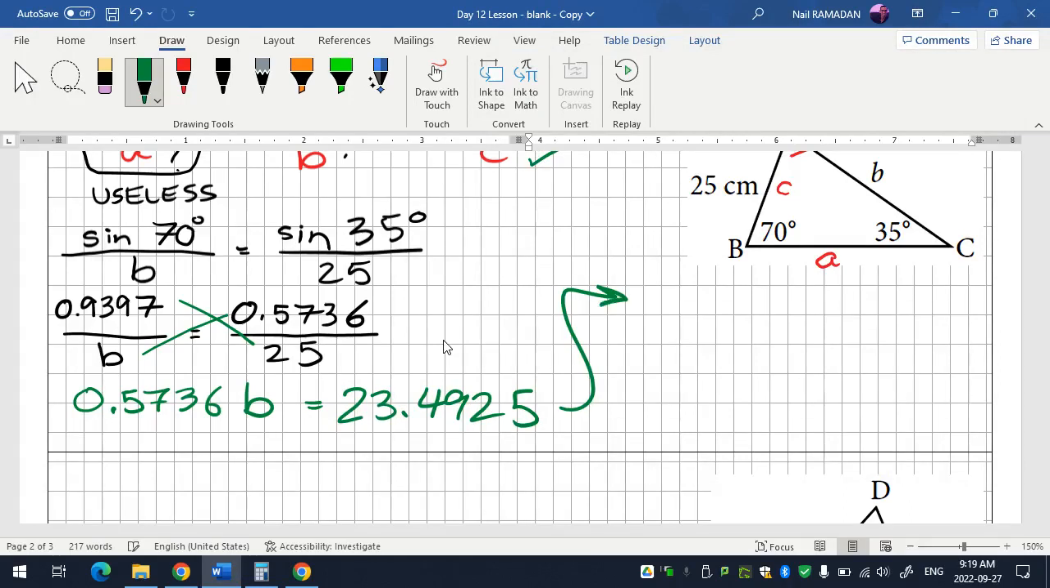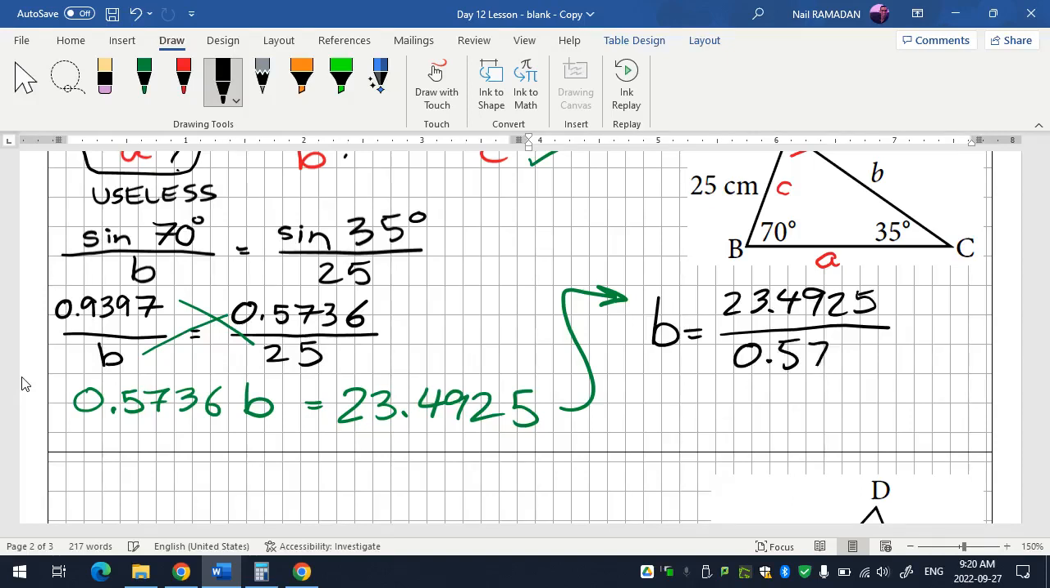How do you solve anything that looks like this? Come on, Shadi. Exactly. So you can say divide both sides by what? Which number? Exactly. By the number next to the thing you want to find. Or you can just say what? One solid step. B equals this guy divided by what? This one. So you can just jump to this step. Remember, on Google Forms, you can just write it as a slash. No way you can write a fraction. So 23.4925 divided by 0.5736. Okay. What's the rounding situation?